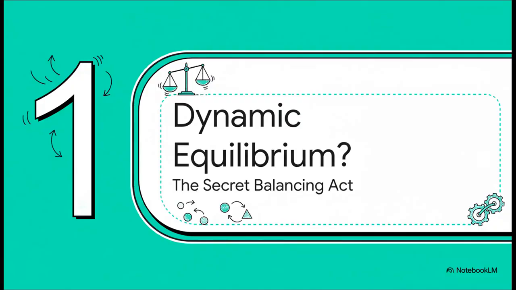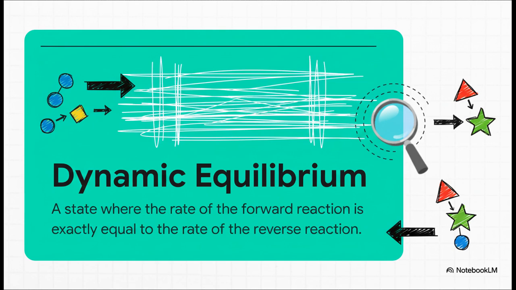Right, first things first. What on earth is this equilibrium thing everyone talks about? Well, the most important word you need to remember is dynamic. This means it's not about things coming to a dead stop. Oh no, it's a secret balancing act that's happening all the time, everywhere. So here's the main idea.